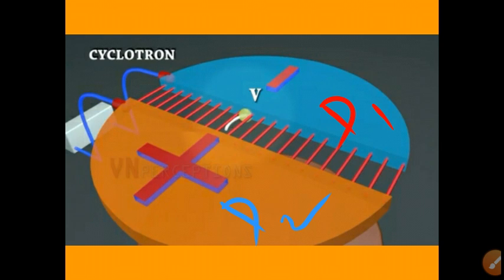Then when the charged particle reaches this point, its speed is increased to the value v. Now it enters the D1. But inside the D, there is no electric field. Electric field is only in this region. But inside the D, that is D1, there is magnetic field.